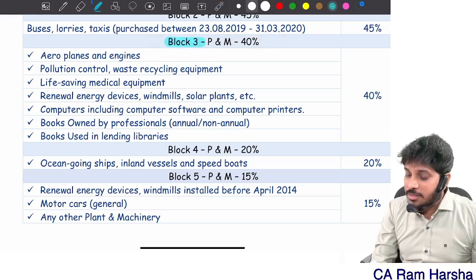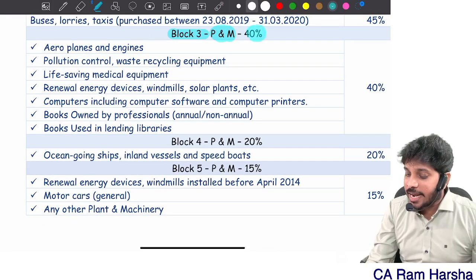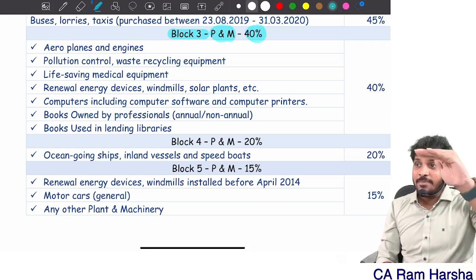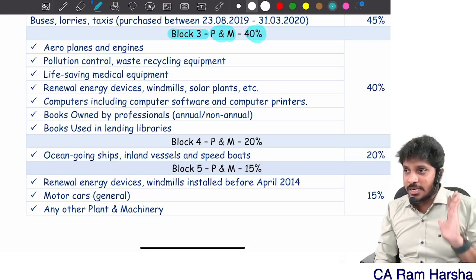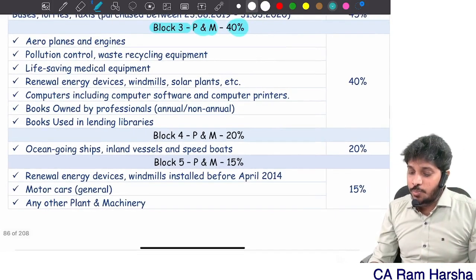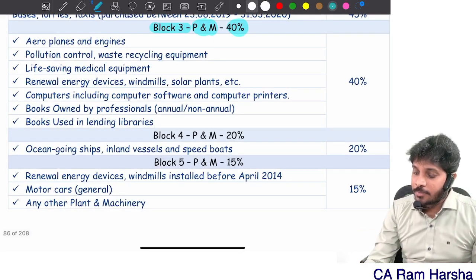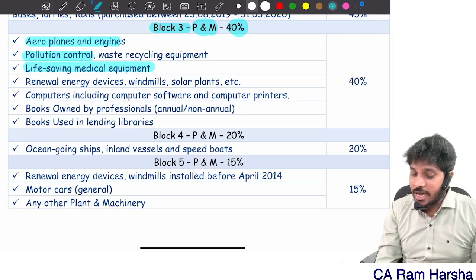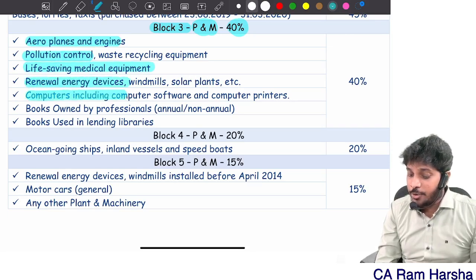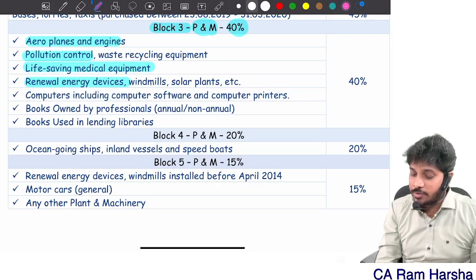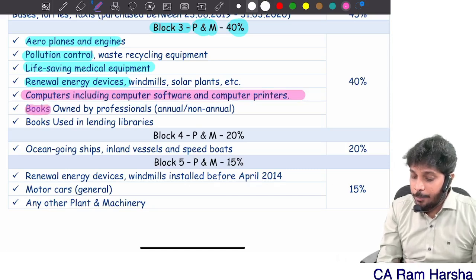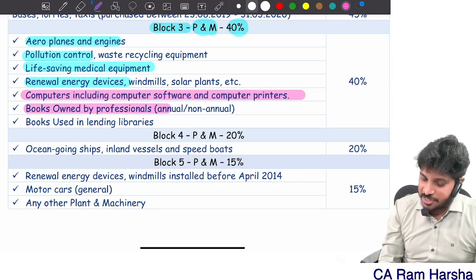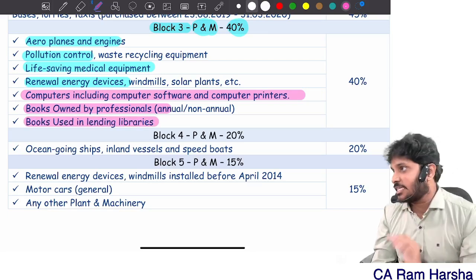Suppose you look at the block called block number 3. What is block number 3? Plant and machinery. What is the rate applicable for that block? 40%. Okay. Now in this block, what are the assets there? Aeroplanes, pollution control, life-saving equipment, renewable energy devices, computers including computer software, which is most important in this, books, whether owned by professionals or used in libraries.